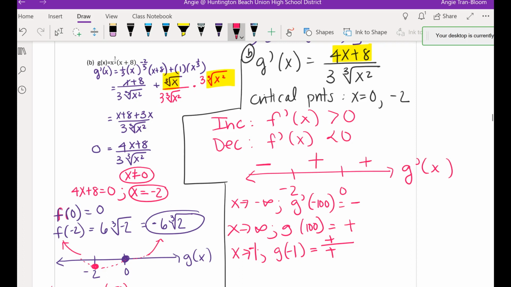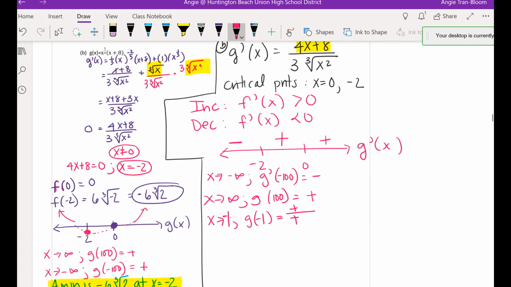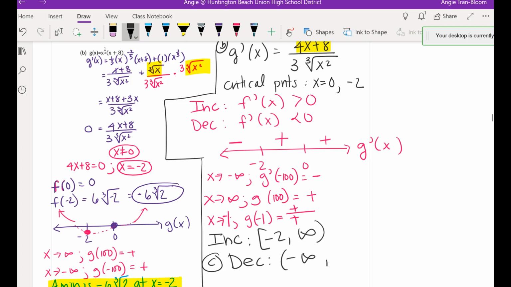All right, let's write our increasing, decreasing interval. So B says increase, so increase from where to where? Negative 2 all the way to infinity, right guys? And then C is just the same thing, except it said decrease. Decrease from where to where? Negative infinity all the way to negative 2.